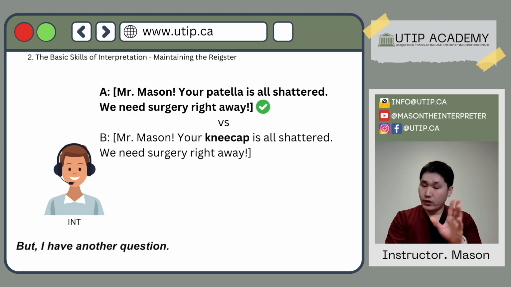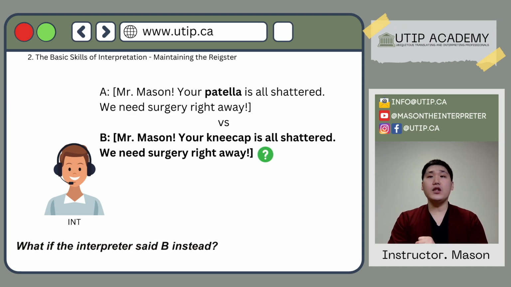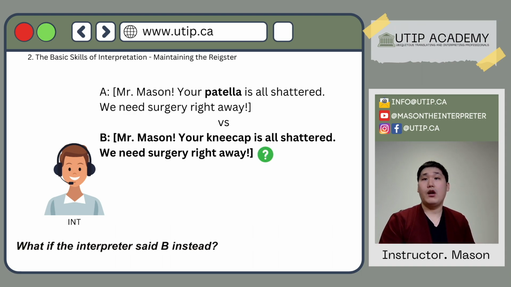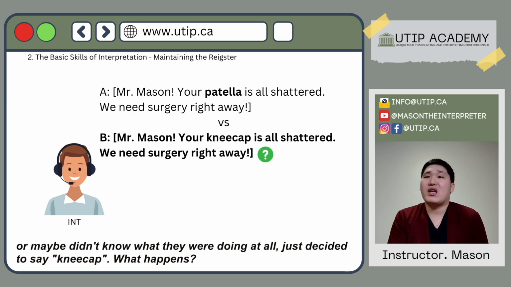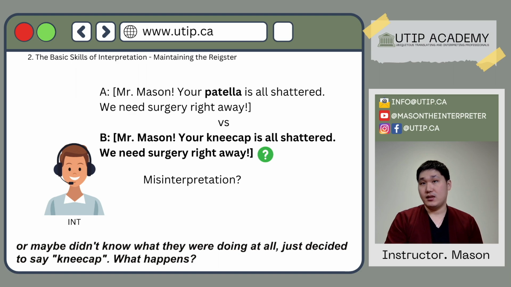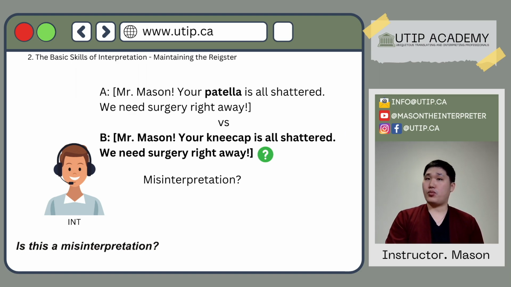But I have another question. What if the interpreter said B instead? What if the interpreter, for some reason, maybe didn't pay attention during my class, or maybe didn't know what they were doing at all, just decided to say kneecap? What happens? Is this a misinterpretation?